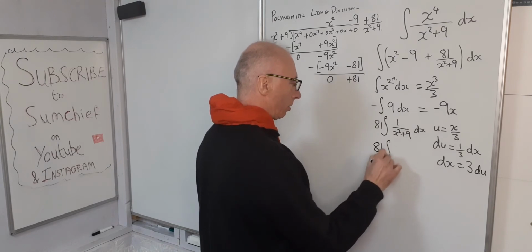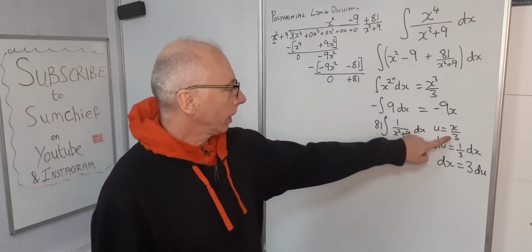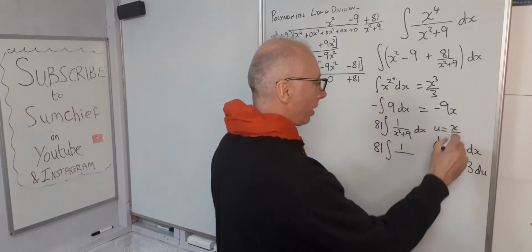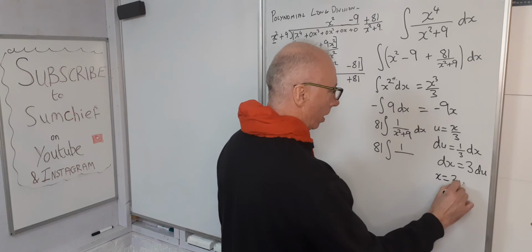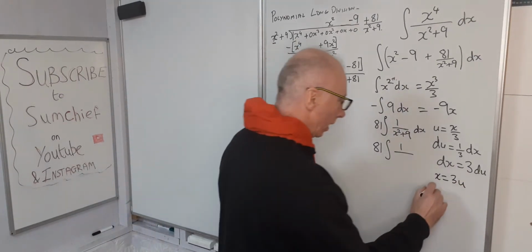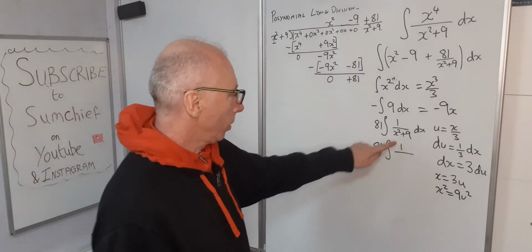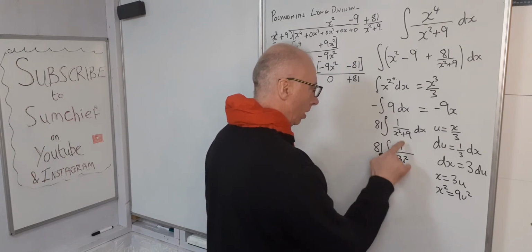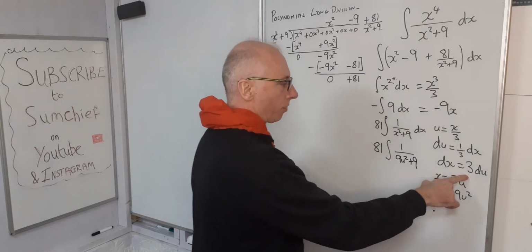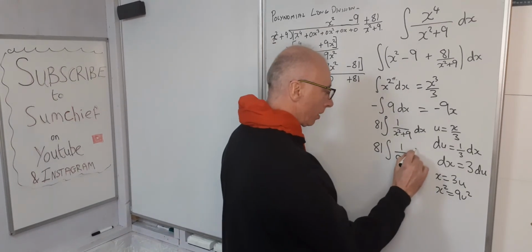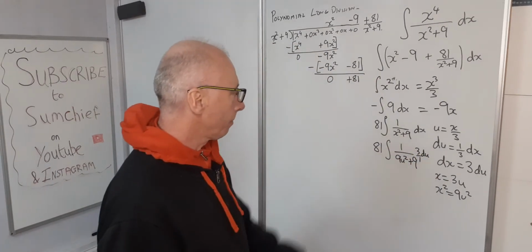So 81 times the integral of 1 over, now this is x squared. We want just for x. So what we can say is here, if u equals x over 3, x equals 3 times u. So therefore x squared equals 9u squared. So that's 9u squared plus 9, the 9 stays in there, that's important just to keep that in there. And then the dx, 3 du, very important to make sure we get the 3 in there. So we put that on the top, I put all 3 over 1, that way we don't get it all mixed up with all these.